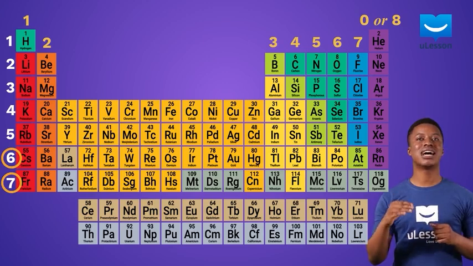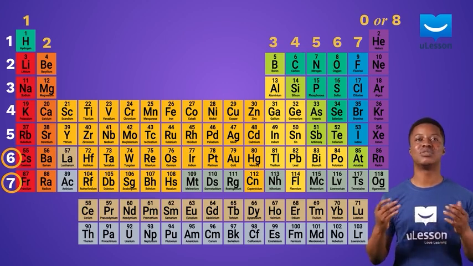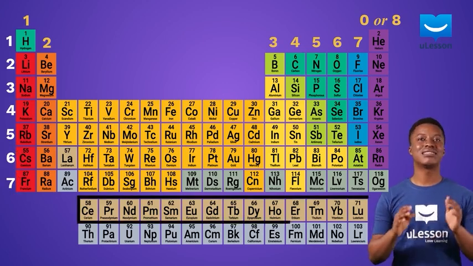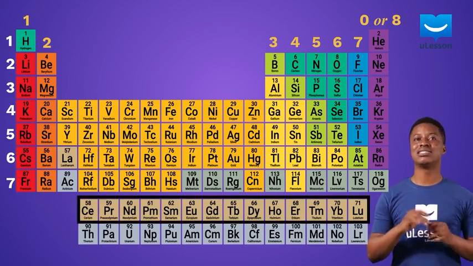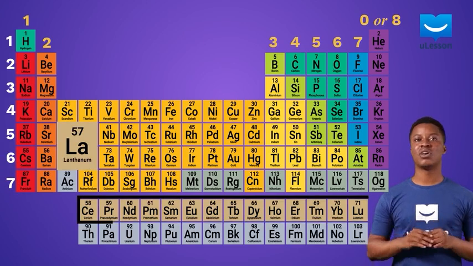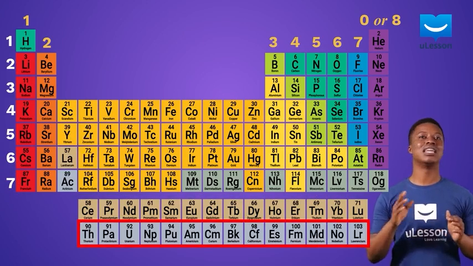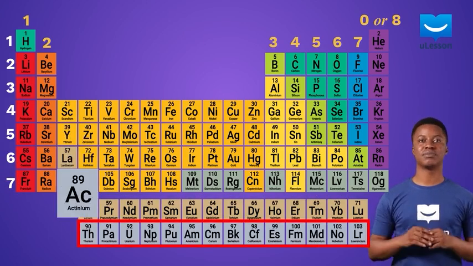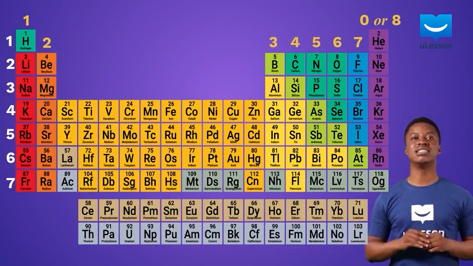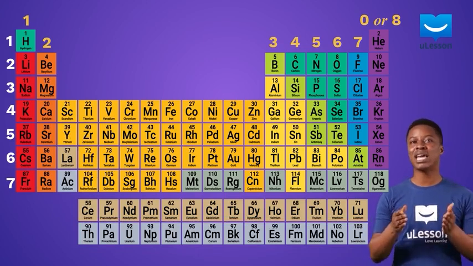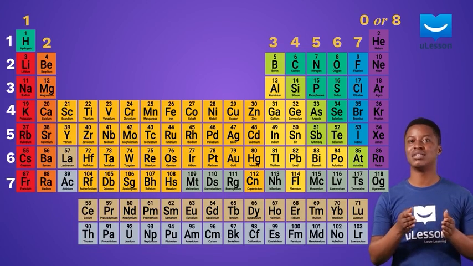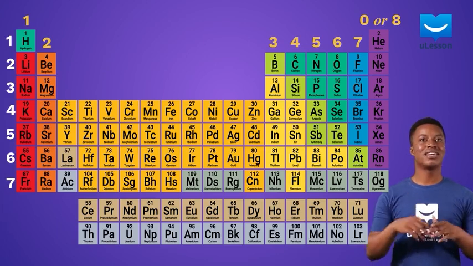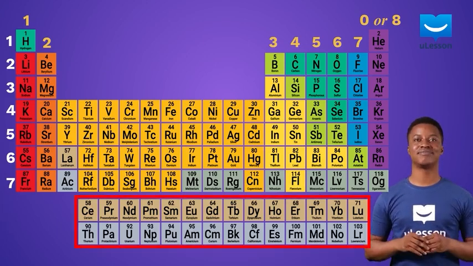In period 6 and 7 of the periodic table, there are some elements called lanthanides and actinides respectively. The lanthanide series are actually elements that come after lanthanum, while the actinide series are elements that come after actinium. But for simplicity, these elements are not placed together with the period 6 and 7 elements in the periodic table. Rather, they are placed under the table.